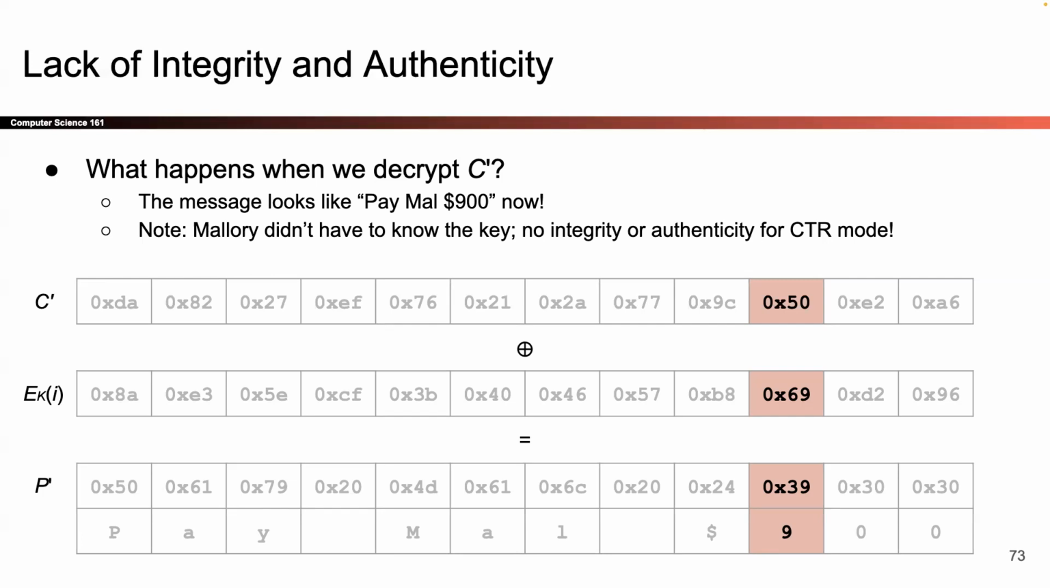Maybe the message looks kind of unintelligible now, or it looks like garbage, but Bob has no way to prove to himself that Alice wasn't intending to send it. So if Bob decrypts, maybe he gets garbage, maybe he gets pay Mal $900, maybe he gets something else entirely. But whatever Bob gets, there is no way for Bob to prove to himself: did this come from Alice, or did somebody tamper with it in transit? Bob doesn't know. So we still have to solve this problem.